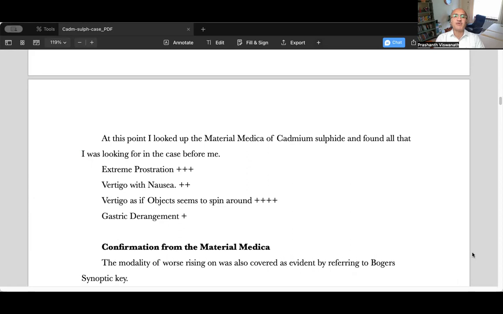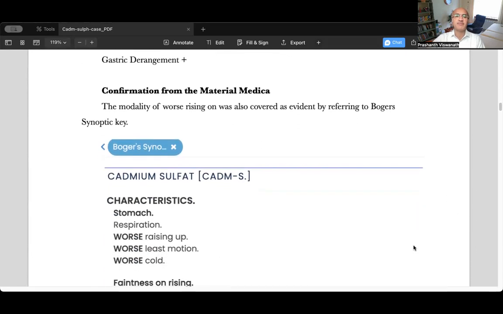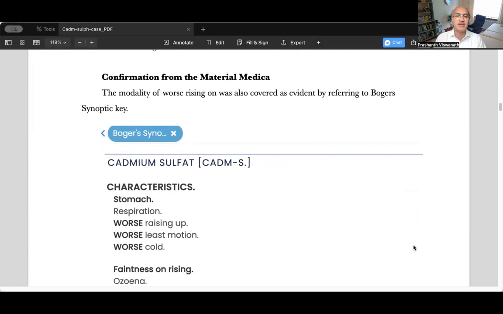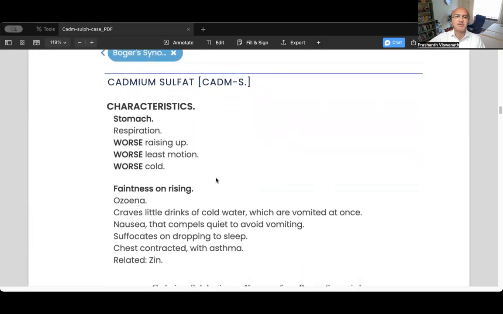I wanted to also investigate the only one modality that she actually pointed out about how the vertigo starts. She said, when I lie down perfectly still, sir, I don't get vertigo. But the moment I wake up, I get very, very severe vertigo. So usually I confirm these kind of confirmatory keynotes with Boericke's synoptic key because it's a very, very simple and easy way of confirming. And that particular confirmation was given in the synoptic key.